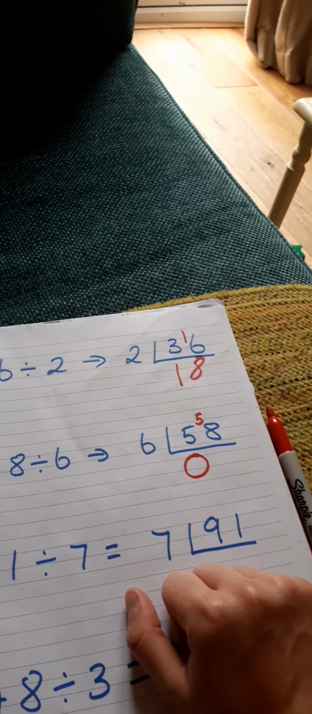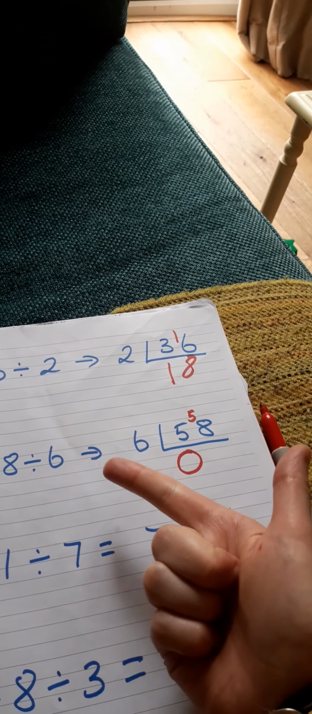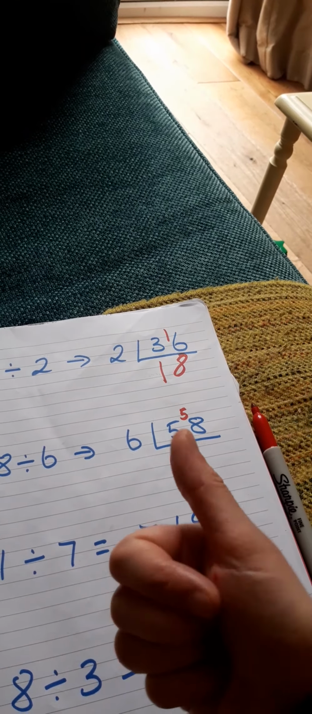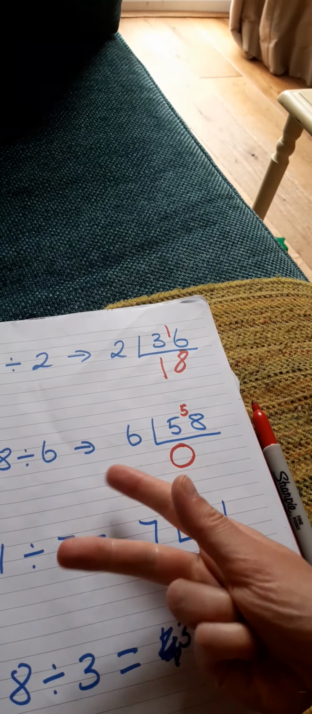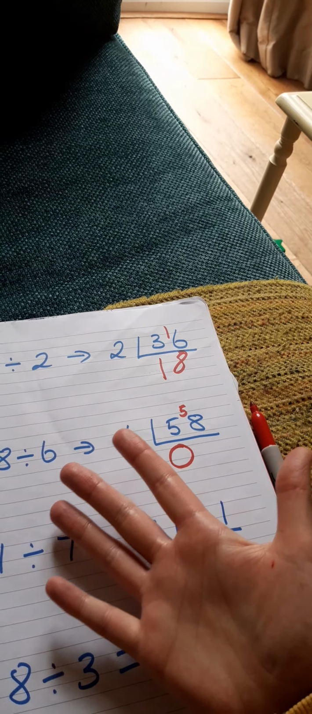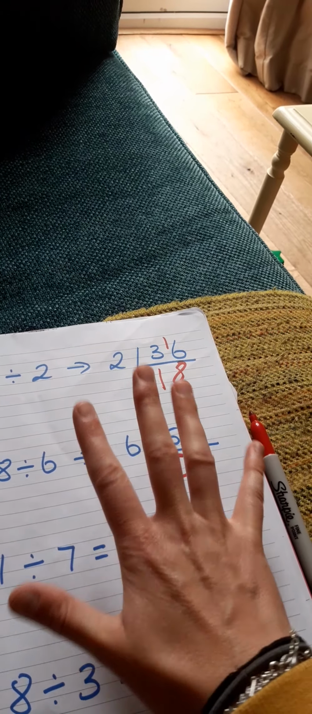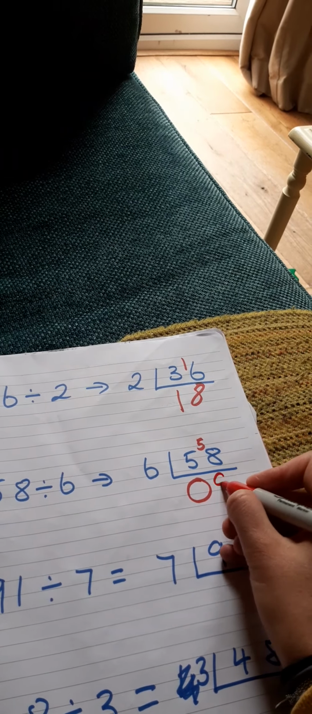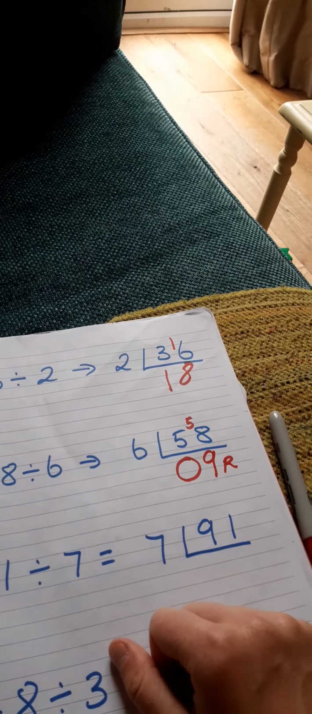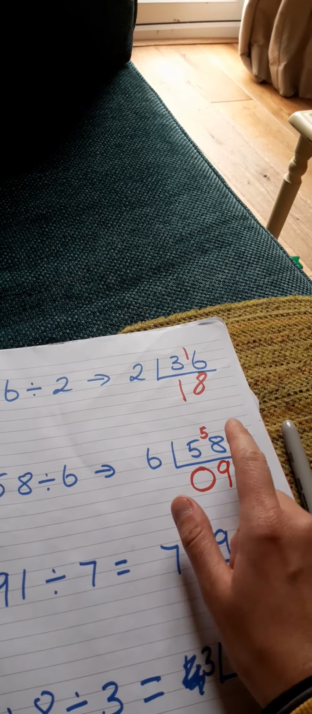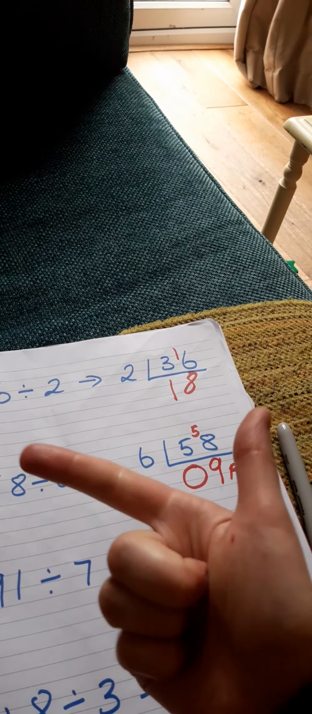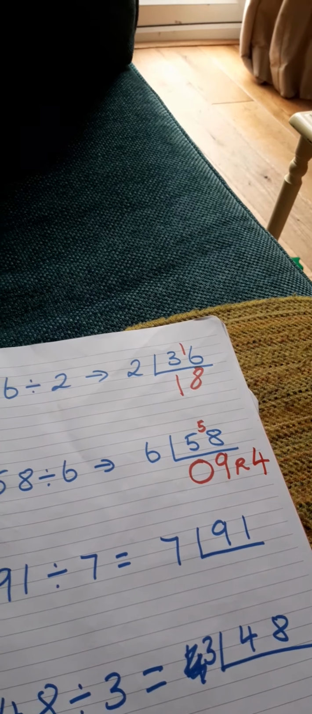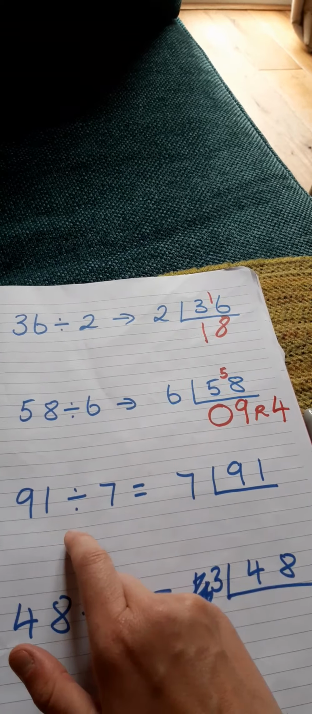58 divided by 6. Let's count in our 6s. 6, 12, 18, 24, 30, 36, 42, 48, 54, 60. 60 is bigger, so you have to go back. So we had 5, and then we had the other 4. 5 and 4 is 9, so we know it goes in 9 times. Now, 9 times 6 brought us to 54. How do I get from 54 to 58? 55, 56, 57, 58. We have 4 left over. That's my remainder.